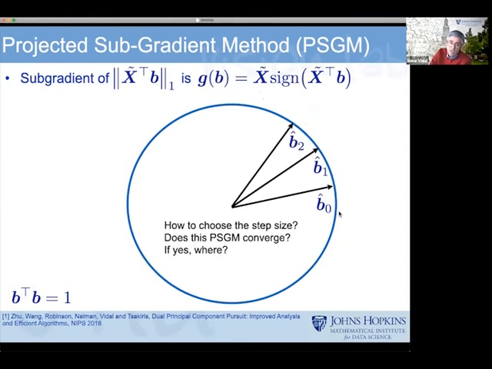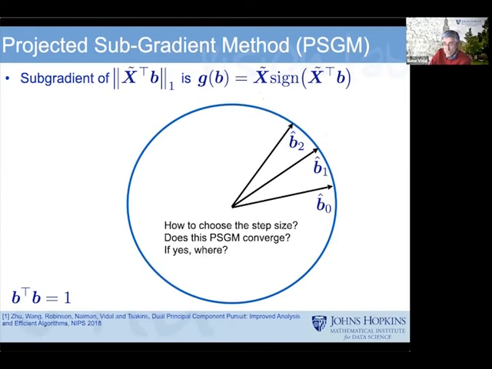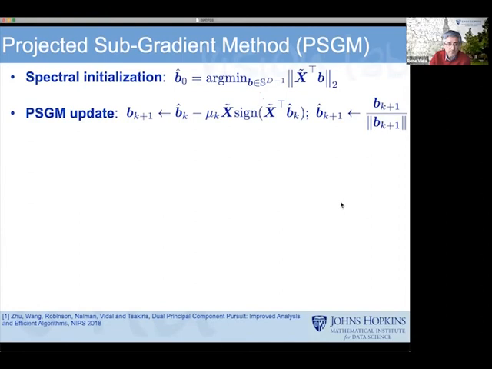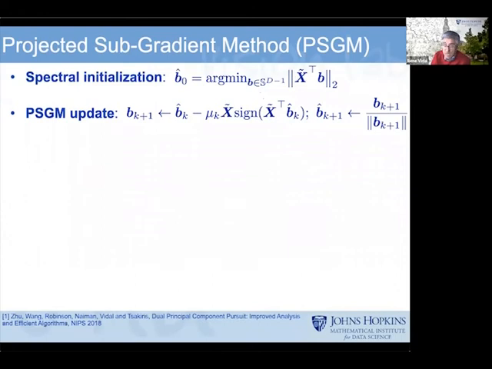And then we project. Okay, so the two challenges here are that now we have a step size, and also the analysis of convergence and whether it actually converges to the global minimum that we care about. So what we have proven is that it does converge, and we need to have a suitable initialization. In this particular case it is the spectral initialization. This is just writing down the equations of the projected subgradient method that I just described. So you just follow the subgradient with a step size mu k and then project onto the unit sphere.